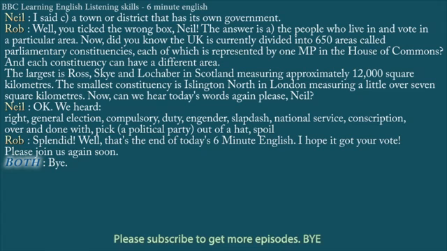Now, did you know the UK is currently divided into 650 areas called parliamentary constituencies, each of which is represented by one MP in the House of Commons, and each constituency can have a different area. The largest is Ross, Skye and Lochaber in Scotland, measuring approximately 12,000 square kilometres. The smallest constituency is Islington North in London, measuring a little over 7 square kilometres.